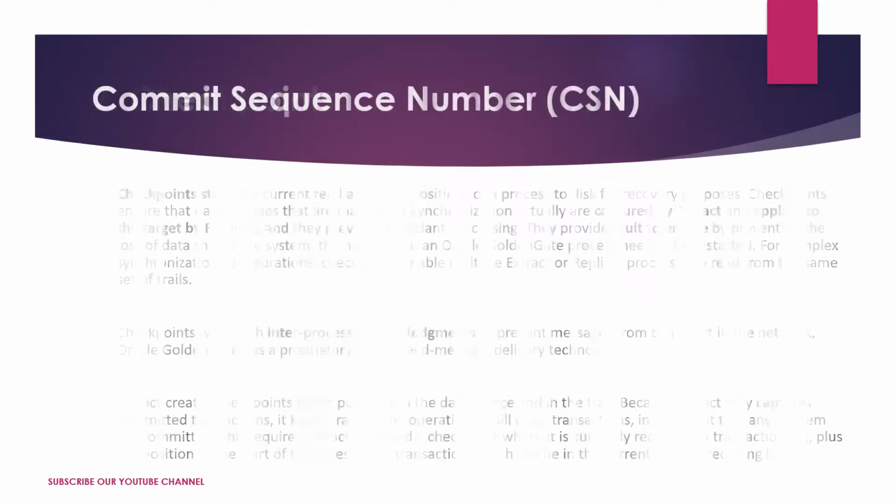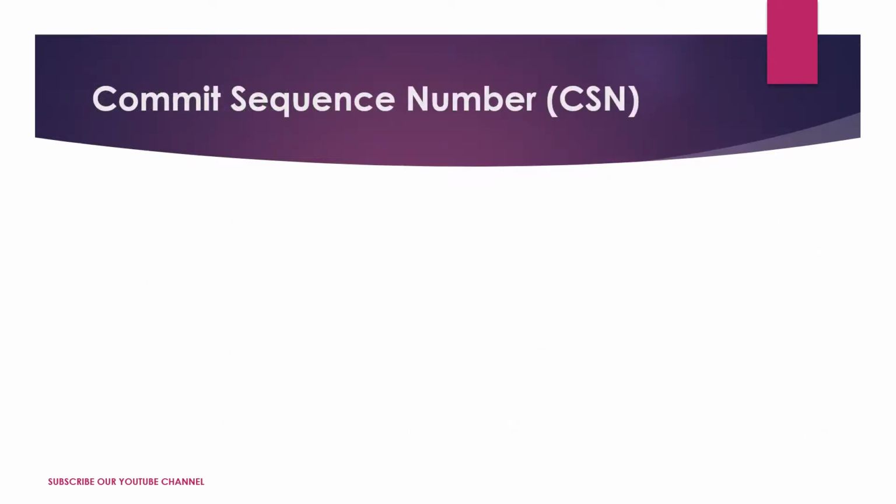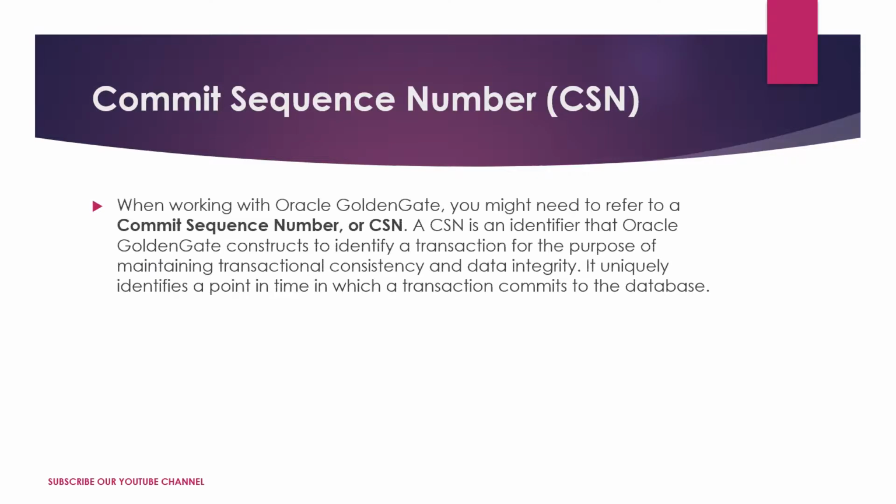Okay, so that was about the checkpoint. Now moving further, we have the commit sequence number. When we are working on Golden Gate, you might need to refer to the commit sequence number. A CSN is an identifier that Oracle Golden Gate constructs to identify the transaction for the purpose of maintaining transactional consistency and data integrity, and it uniquely identifies a point in time at which the transaction commits to the database.